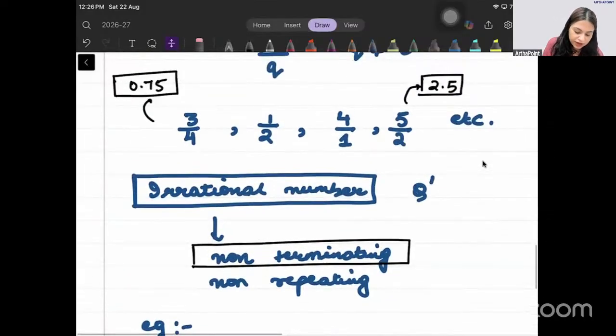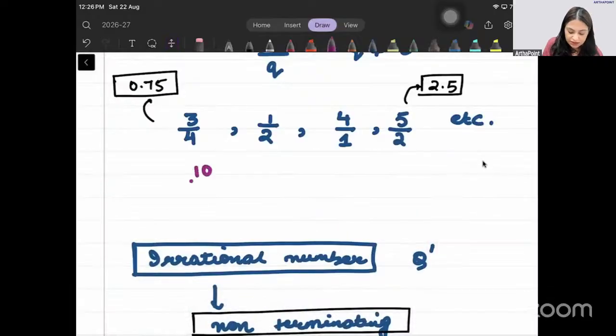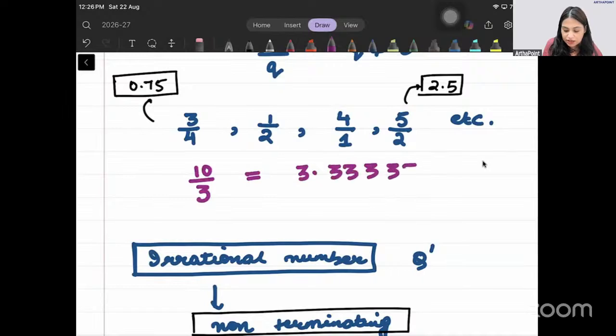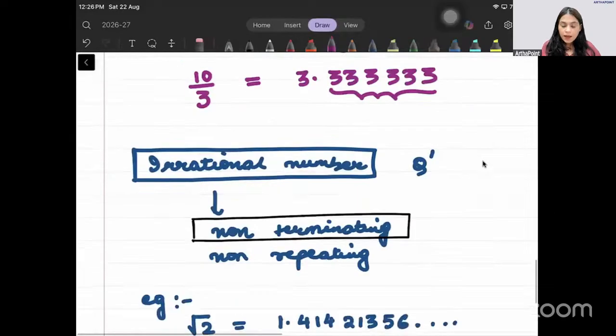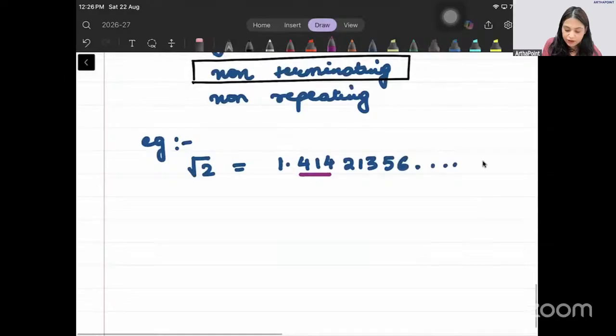For example, if I talk about 10 by 3, 10 by 3 is 3.3333333. So this is repeating in nature. There is a pattern that it follows. But here there is no pattern. This is 41421356. There is no repetition also, right? So when it is non-repeating in nature, it does not follow a repeated pattern and it does not end, then we will say that this is going to be an irrational number. उस केस में हम उसको एक irrational number बोल सकते हैं, right?